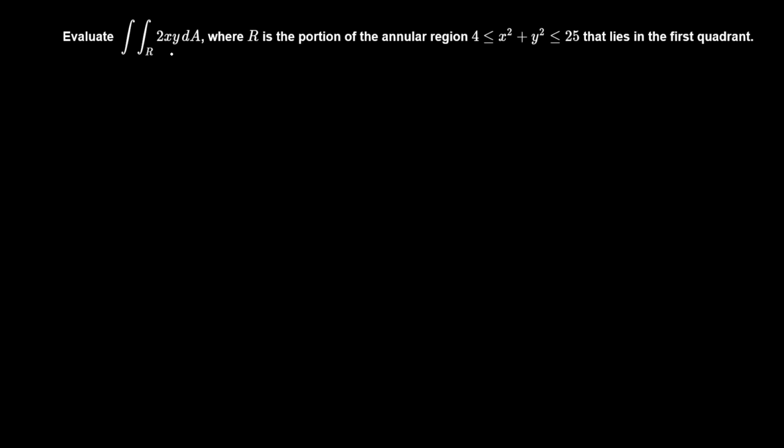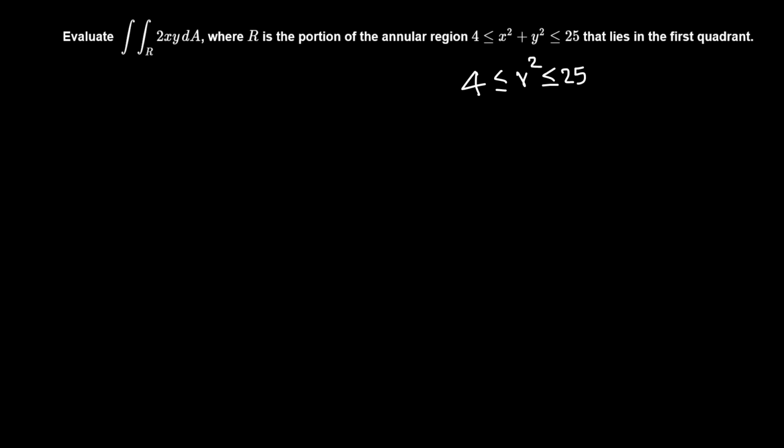Evaluate this double integral where R is the portion of the annular region. Here it seems like it's given in terms of polar form, so to fit in polar form, that's the case. As we know, x squared plus y squared is r squared, 25.